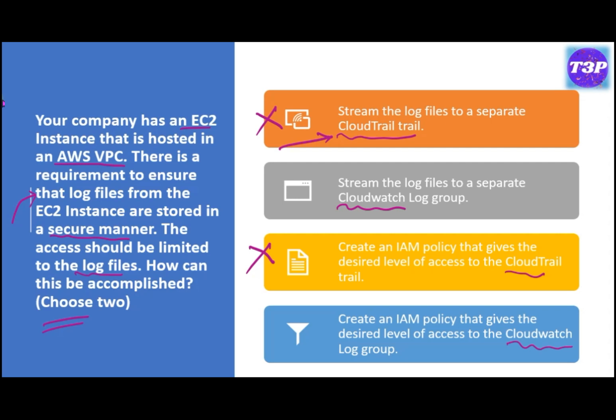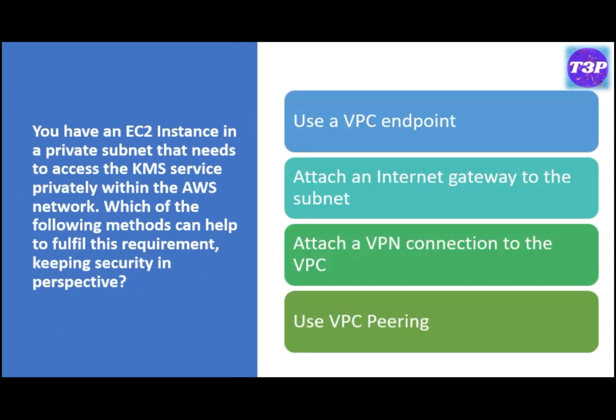So what is the actual way how we can accomplish it? We need to stream the log file to a separate CloudWatch log group. So that is the first option, and next we will create an IAM policy that gives the desired level of access to the CloudWatch log group. So with these 2 options we can accomplish the requirement for this question. Let's talk about the next question now.